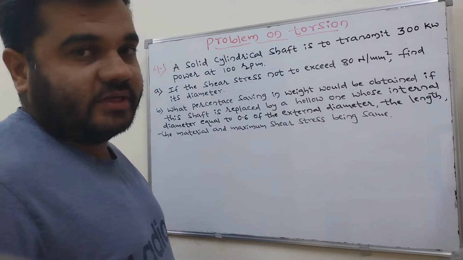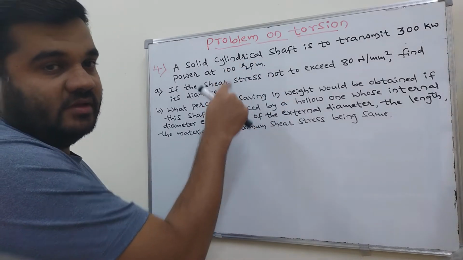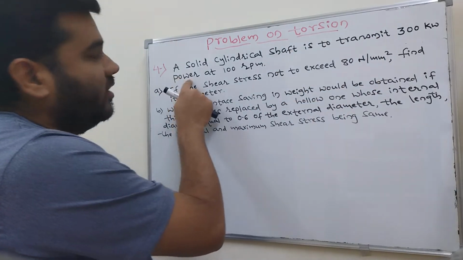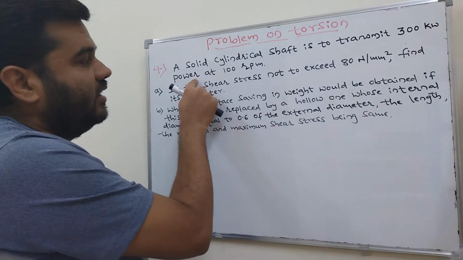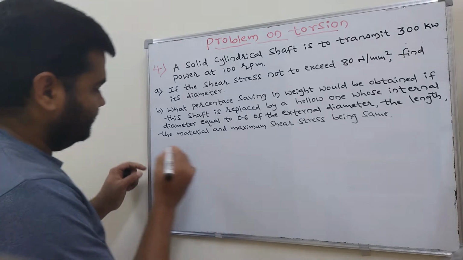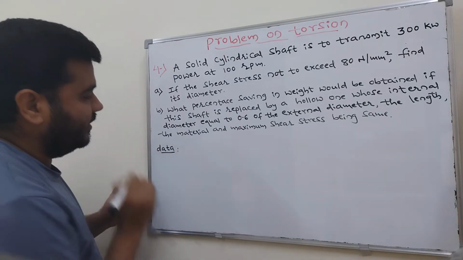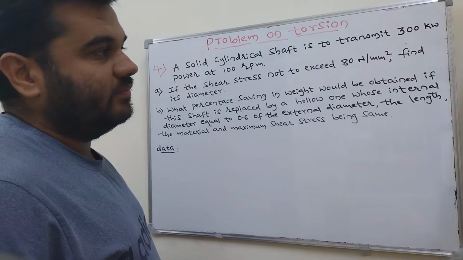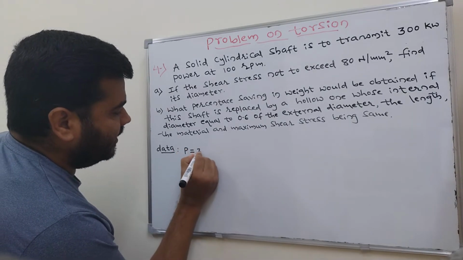I'll read the problem here. A solid cylindrical shaft, it is solid here. The problem is related to a solid cylindrical shaft that needs to transmit 300 kilowatt power at 100 rpm. First we will write the data one by one, what they are given. Data: the shaft is solid, the cylindrical shaft transmitting 300 kilowatt power. It will transfer a power P equal to 300 kilowatt.